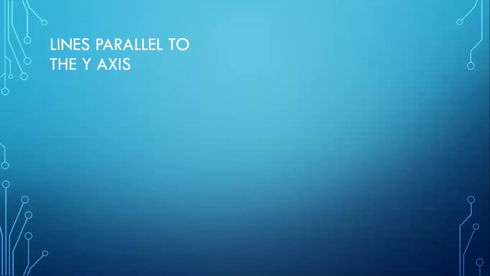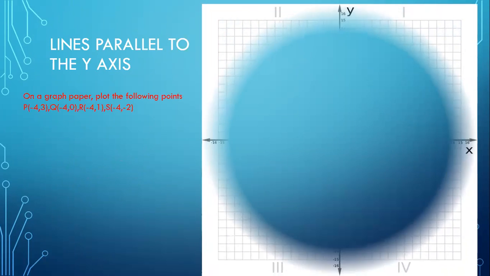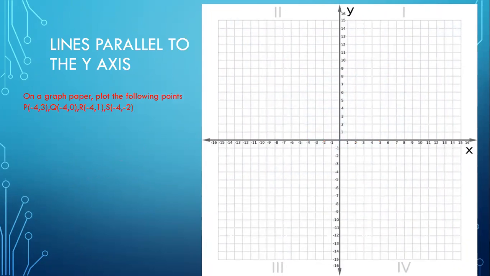Now, let us learn about lines parallel to the y-axis. If the line is parallel to the y-axis, then how will we describe that line? What will be the equation of that line? Let us understand that also. First of all, let us plot these points. The first point is P, minus 4, comma 3.